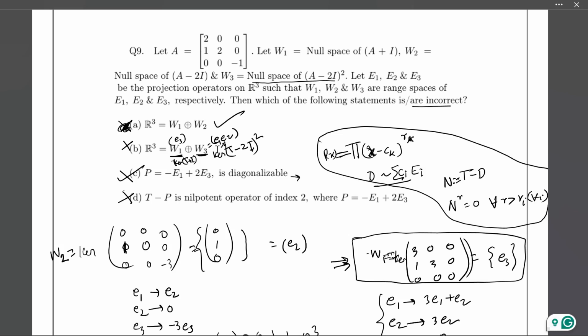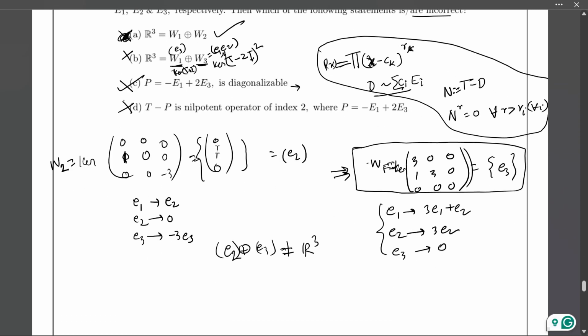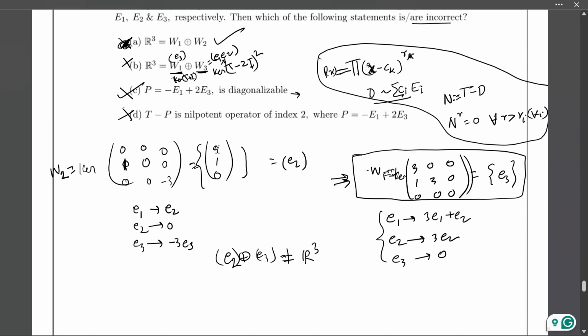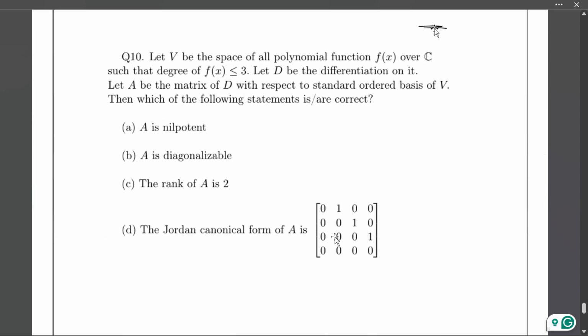So yes, this is pretty much good. W1 is spanned by E3 and W3 is spanned by E1 and E2. So the direct sum is R3. So this is a correct statement. So this is failed because we are choosing the incorrect statement. So let's see the last question and go for dinner.